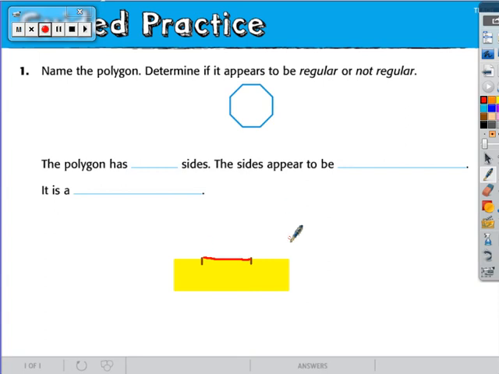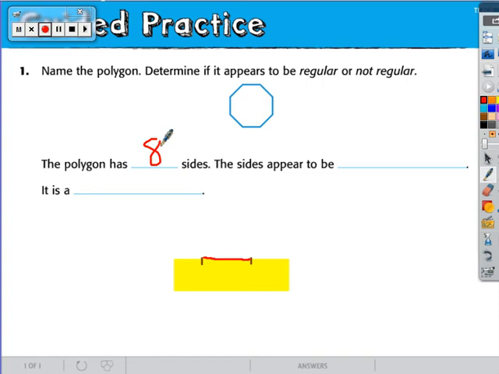Does it matter what the length of the side is? No. It just matters that they're all the same. Right? Okay. So now, back to our problem. Our guided name the polygon. How many sides does our polygon have? 8. So the polygon has 8 sides.